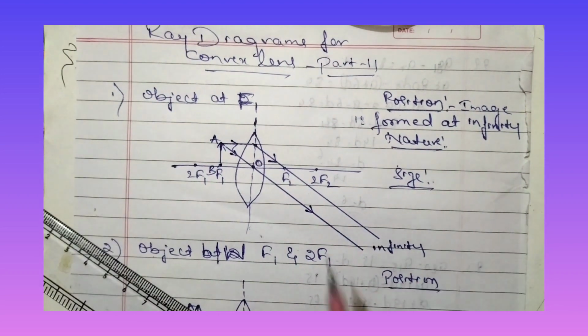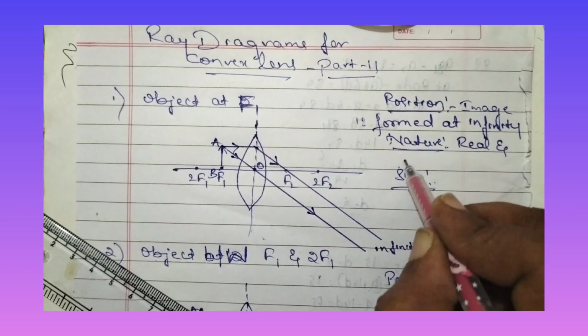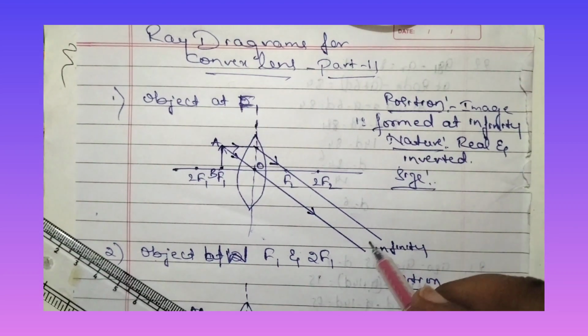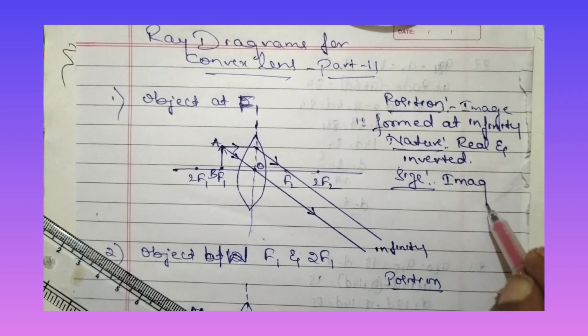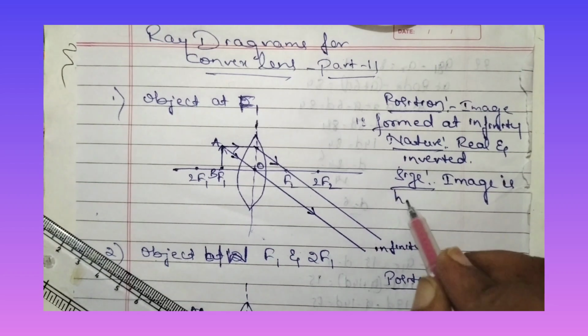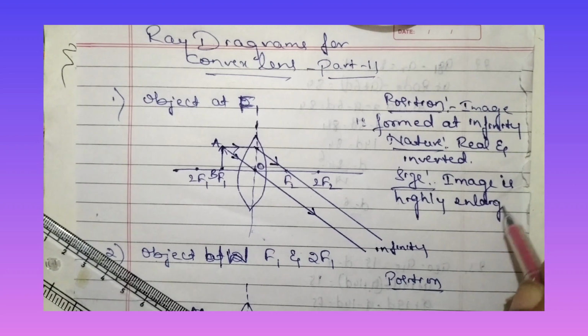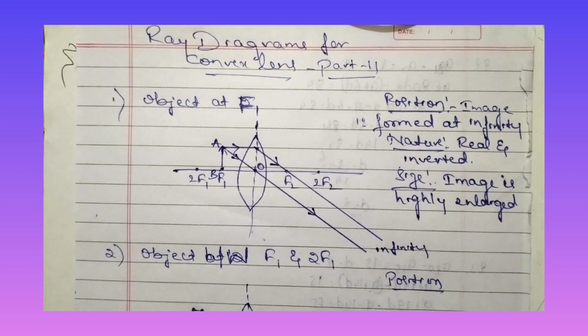What is the nature of the image? The image is real and inverted. Then, since the image is formed at infinity, the image is highly enlarged. So like this we have to write position, nature and size. Position: image is formed at infinity. Nature: real and inverted. Size: image is highly enlarged. So this is position number 1.